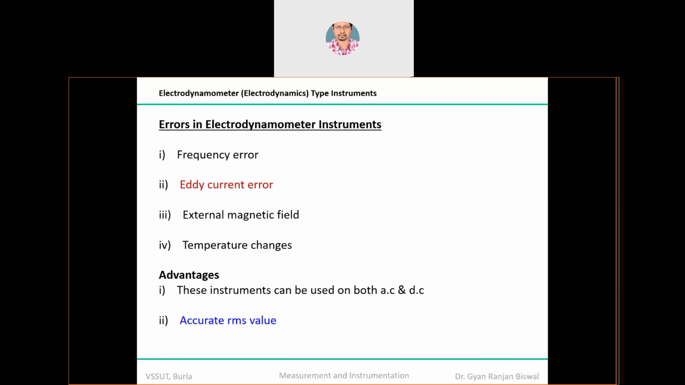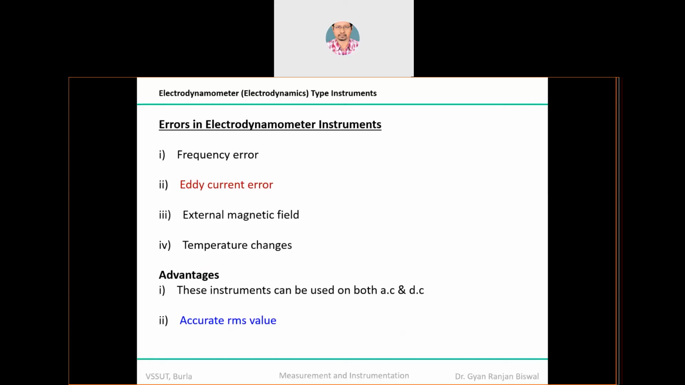Now, what can be the possible errors? As we said, frequency error can obviously be there. External magnetic field can influence. Temperature can be a factor because there is inductance, and real inductances also have a certain amount of resistance, and due to the resistance, the temperature effect can matter. Other than that, eddy current error can also be there.